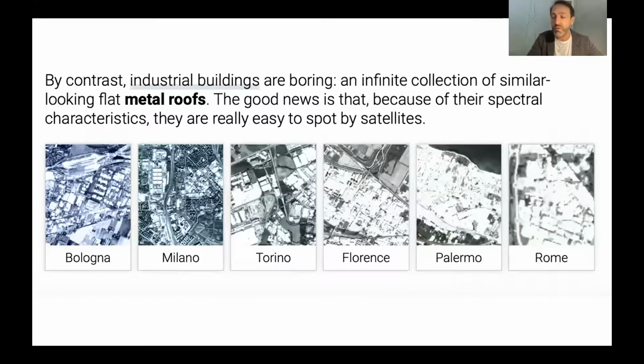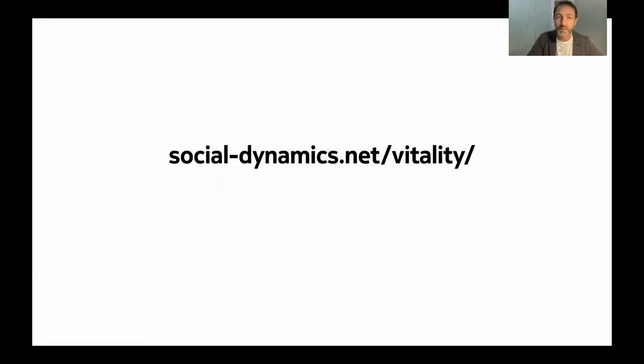And by contrast, one thing that is really boring, but is the same across all the cities, is the images taken from industrial areas. They're all the same, metal roofs. Incidentally, metal is far easier for satellites to detect because of the spectral characteristics.